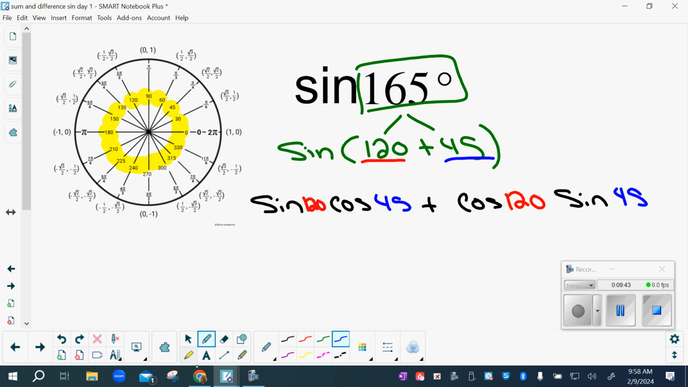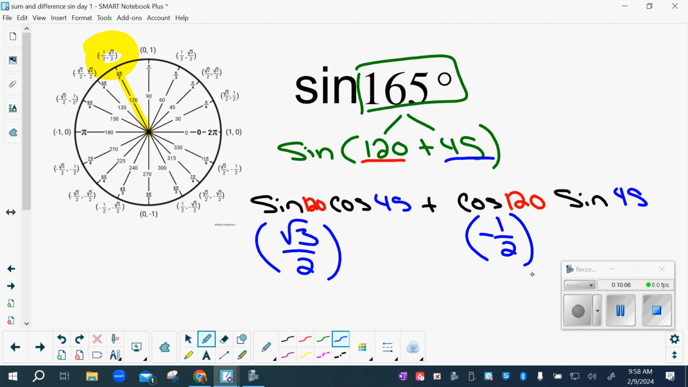So here we go. Let's go to 120. Here he is. Let's steal his stuff. Sine of 120 is root 3 over 2. And while I'm there, I'm going to do cosine, so I'm going to go ahead and say that is negative 1/2. Did I lose anybody? Nice and easy.